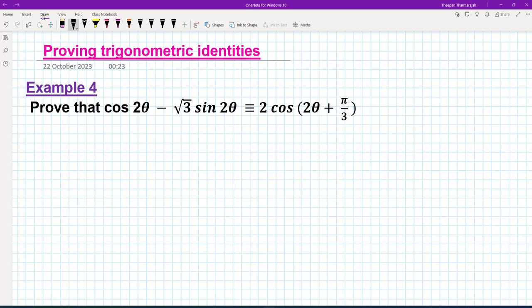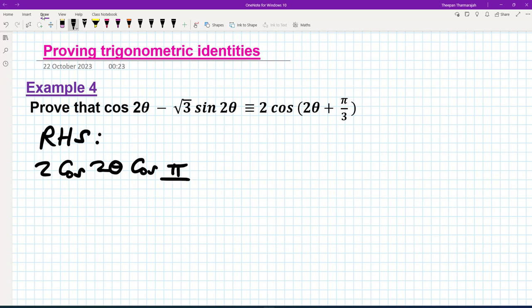From this question, we're going to start from the right hand side. And we're going to expand the brackets, so it's 2 cos 2 theta cos pi over 3, and then we're going to have a minus 2 sine 2 theta sine pi over 3.